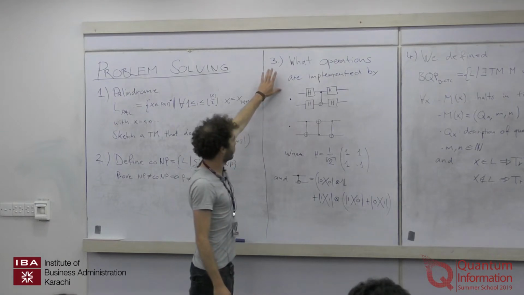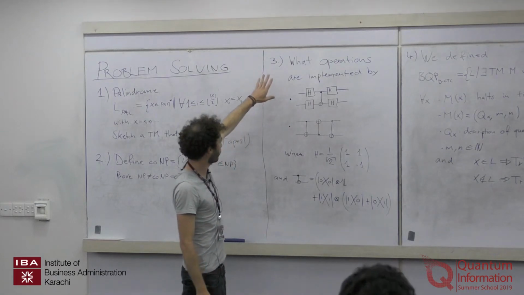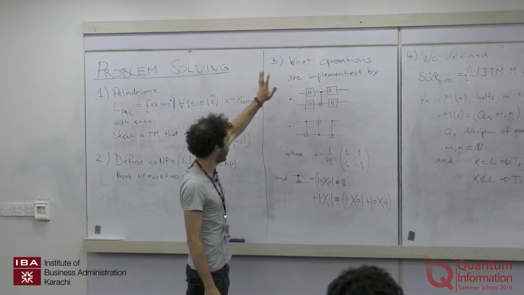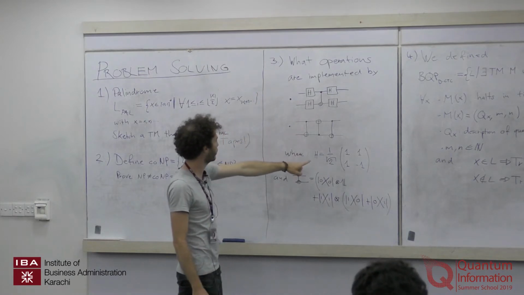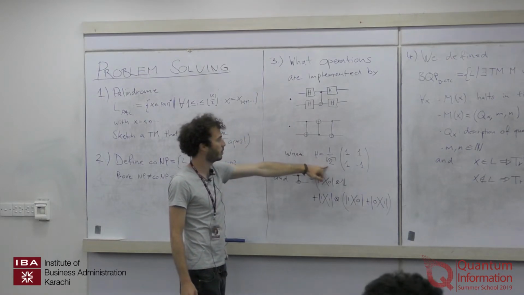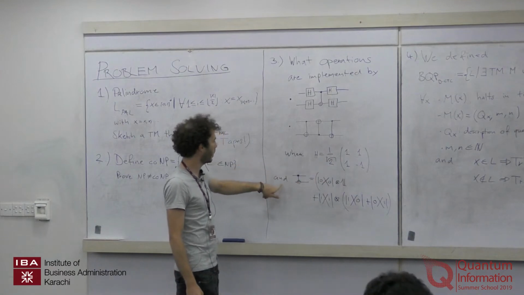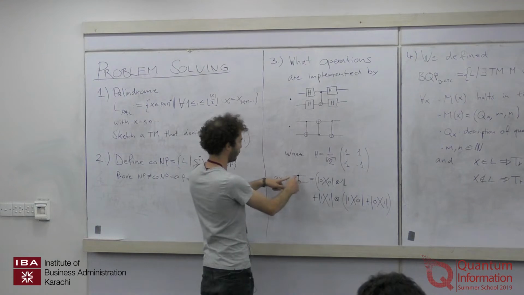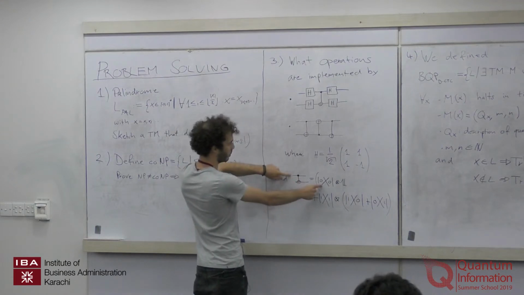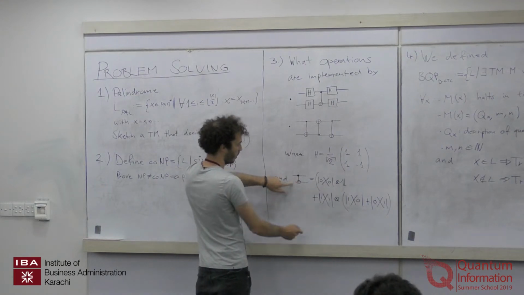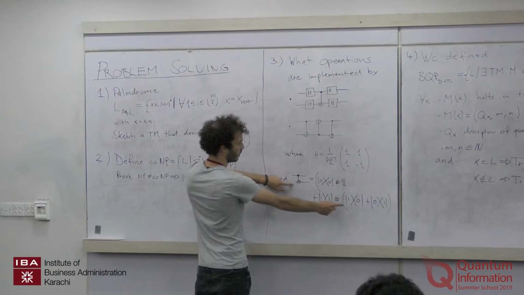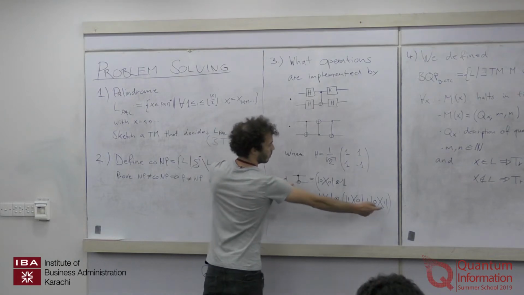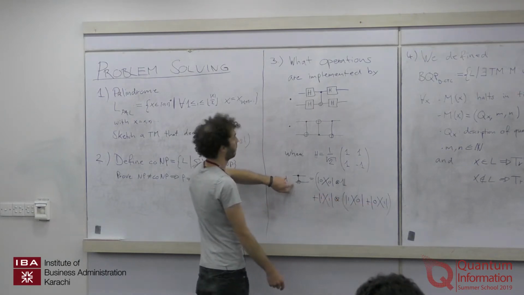So 3 is about quantum circuits. Throughout yesterday and today, we have seen some quantum gates. One of them is the Hadamard gate, which is defined like this. And then we have the controlled NOT gate. I hope you can read that. If the first system is 0, then nothing is done on the second. But if the first system is 1, then the second is flipped. So a 0 goes to 1, a 1 goes to 0 on the second.